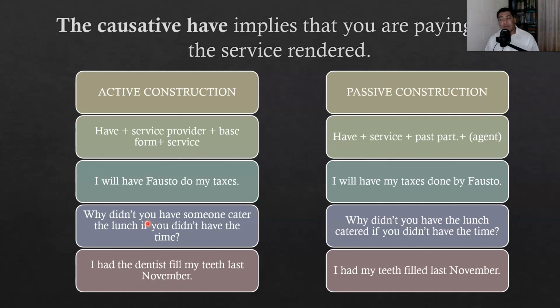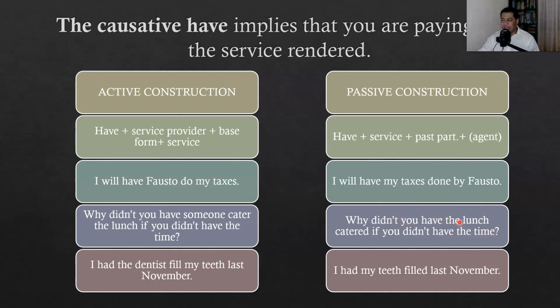In the passive construction of have, you are going to find that you have the service rendered plus a past participle plus the agent, which is optional to be included, right? And let's take this same example. I will have my taxes done by Fausto. I am using the verb have, the service, which is the taxes, and the past participle for the action done by the service provider. Why didn't you have the lunch catered if you didn't have the time?